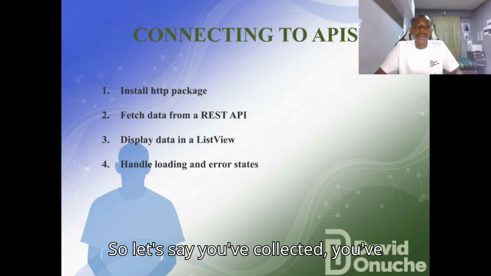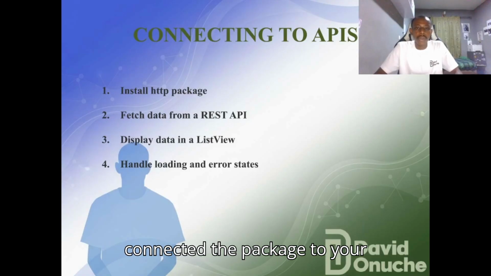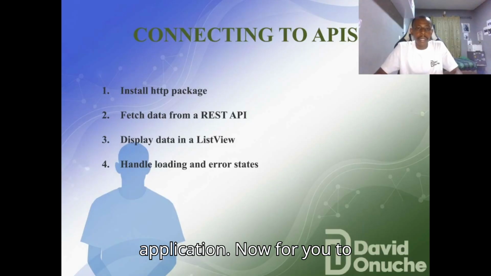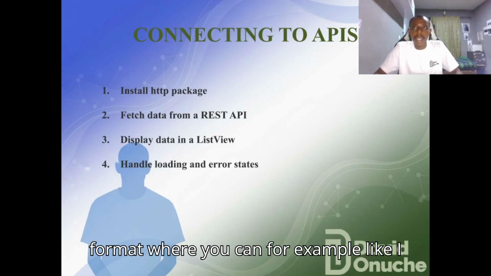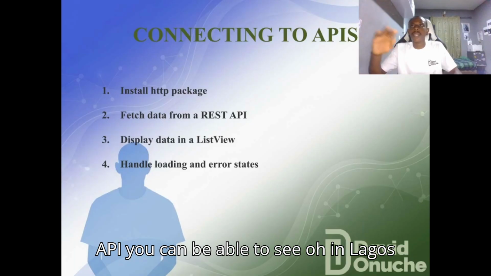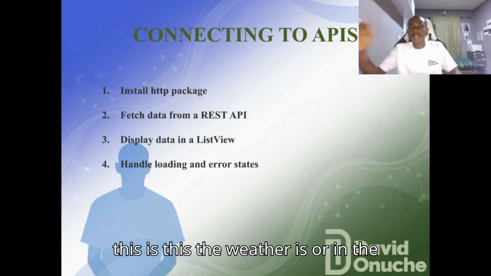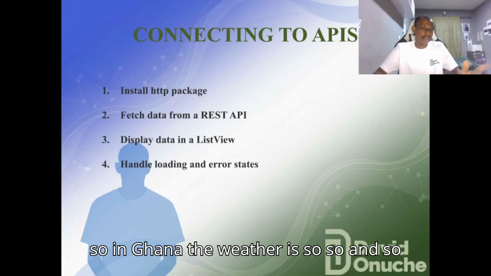So let's say you've gotten an API you want to use, and you've connected the package to your application. Now, for you to see the API data, you can use a list view format. For example, like I said, you get the weather API. You can see, oh, in Lagos the weather is this, in the United States the weather is so and so, in Ghana the weather is so and so, for example.